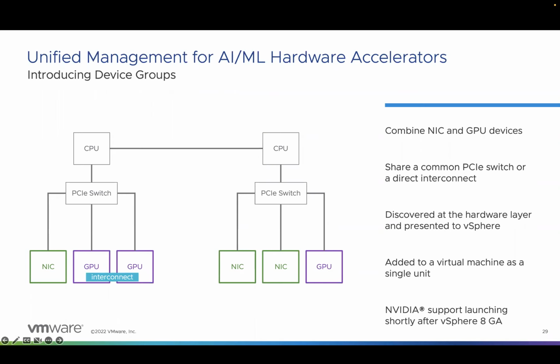It allows hardware vendors to define device groups that either share a direct interconnect, something like NVIDIA's NVLink, or hardware that shares a common PCIe switch. And this allows the hardware vendors to define these device groups, and they'll be presented and be visible to vSphere as a single unit that you can attach to a virtual machine. So a user doesn't have the ability to define these device groups themselves. They're defined at the hardware layer and discovered by vSphere.